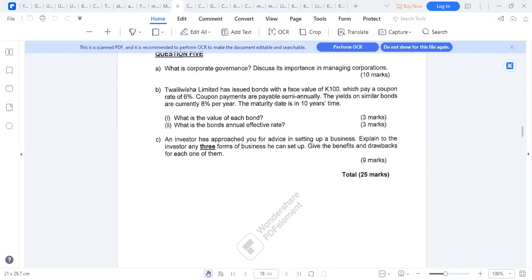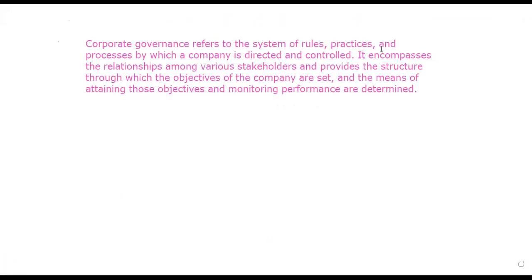Okay, let me just add a quick write-up. So corporate governance refers to a system of rules, practices, and processes by which a company is directed and controlled. It encompasses various relationships among stakeholders and provides a structure through which objectives of the company are set and the means of attaining these very objectives.